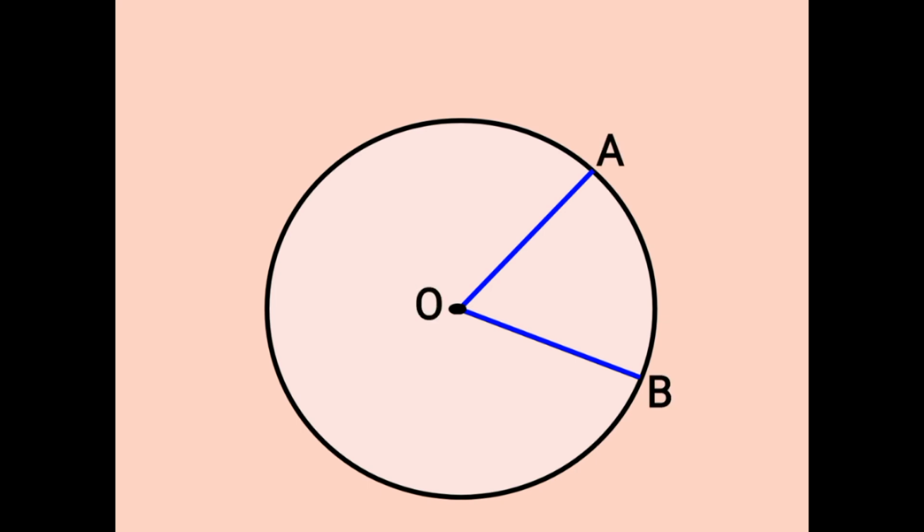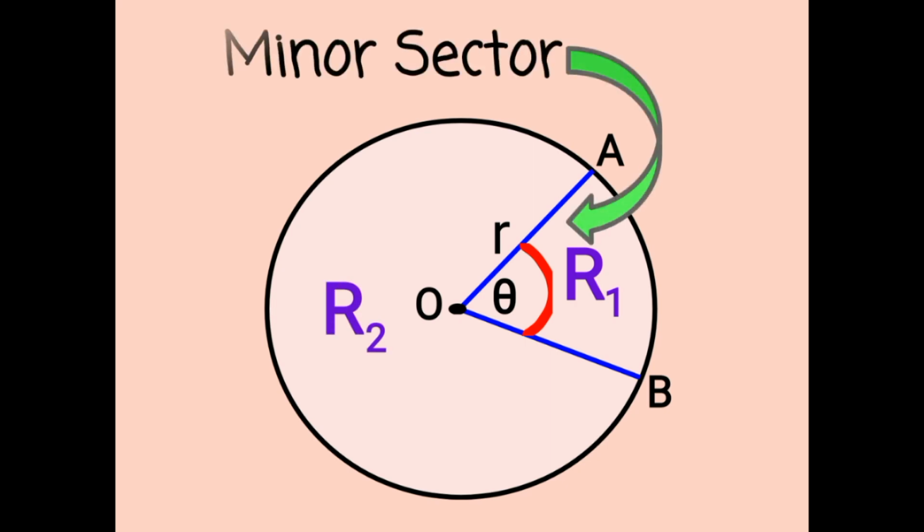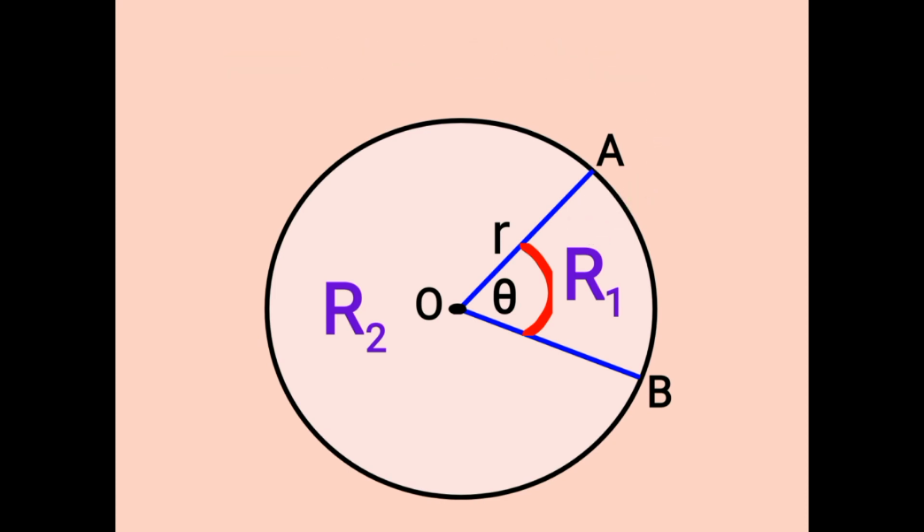Now, if we take this circle here, this is a sector of this circle. Let's say this sector is AOB with radius r and the angle AOB is theta. So, a sector of a circle is the portion of a circle enclosed by two radii and an arc. Here, the sector AOB has two radii r and an arc AB. Let's say the area of this sector is R1 and the outer part of this sector has an area R2. The sector covering the small area, that is R1, is known as the minor sector, and the sector covering the larger area, that is R2, is the major sector.